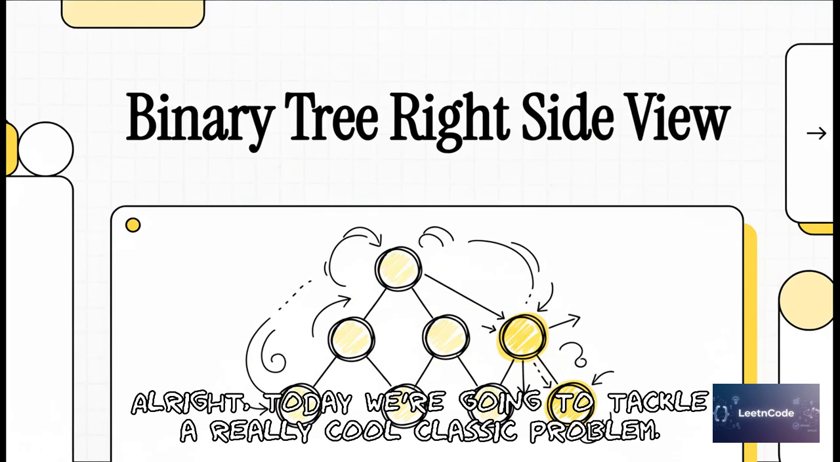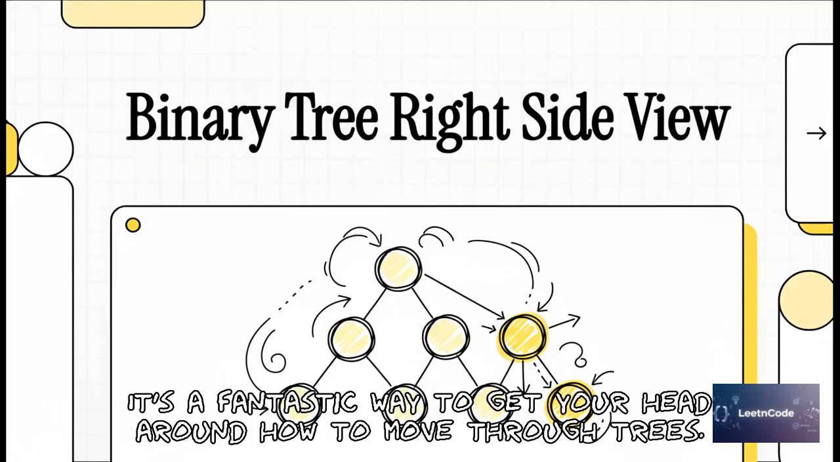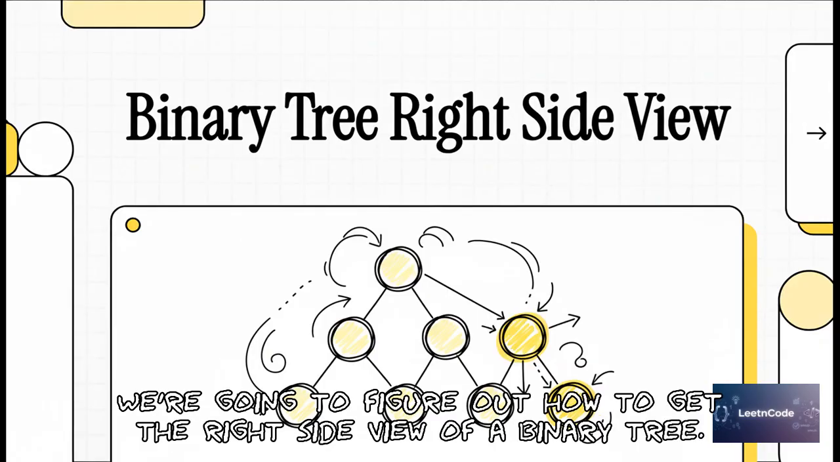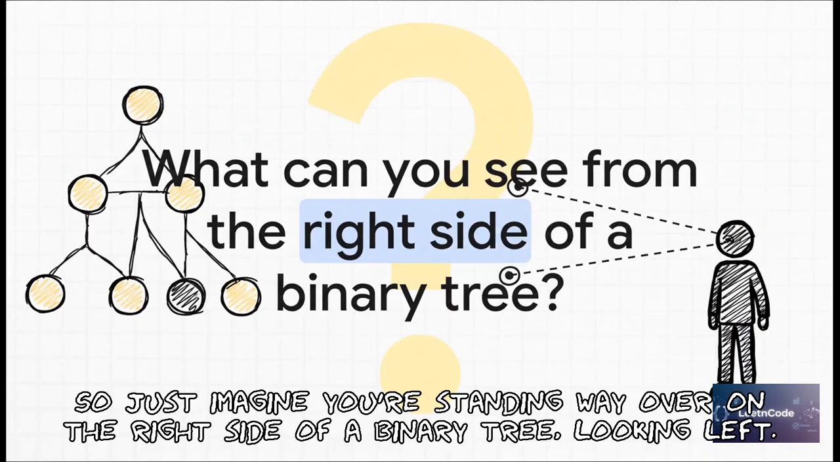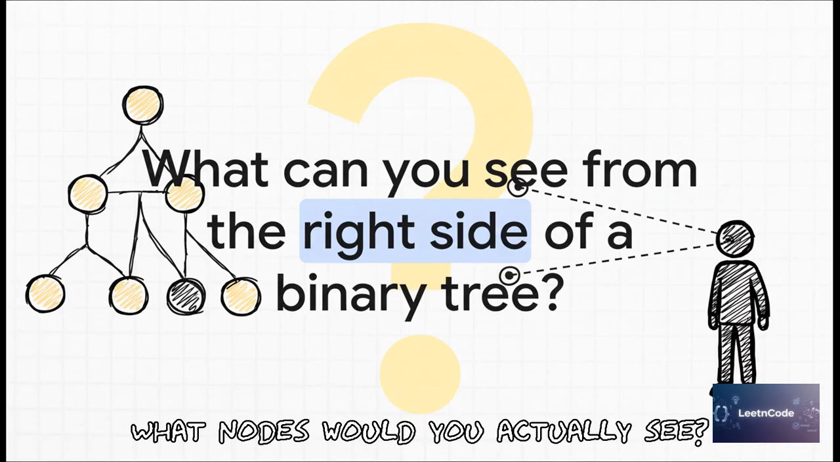All right, today we're going to tackle a really cool classic problem. It's a fantastic way to get your head around how to move through trees. We're going to figure out how to get the right side view of a binary tree. So just imagine you're standing way over on the right side of a binary tree, looking left. What nodes would you actually see?